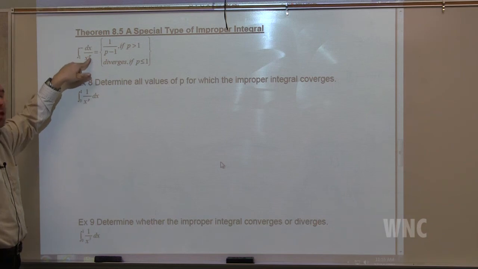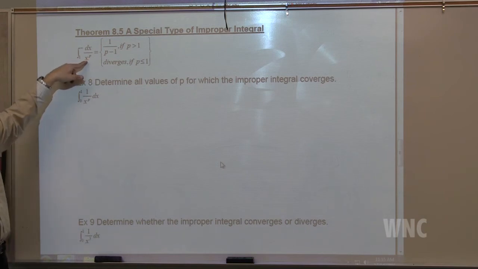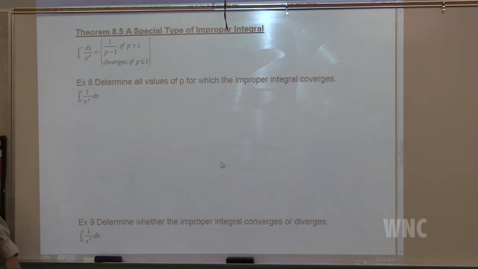But if you have like a 2 down here, if you integrate that, you're going to have negative 1 over x. So you put an infinity in there, you're going to have 1 over infinity, you get 0. Okay, determine all the values of p for which the improper integral converges. So this is a little different now. This was from 1 to infinity, this is from 0 to 1.